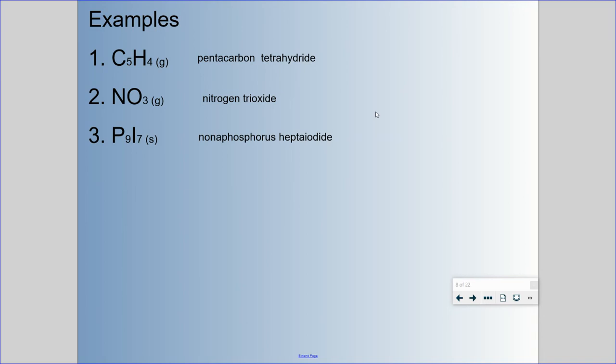The last one we're doing, P for phosphorus, I for iodine, but we have to make sure we add in those prefixes. So 9 is nona. So the first part would be nona-phosphorus. The second part would be hepta for 7, and iodide because we're adding the IDE ending.